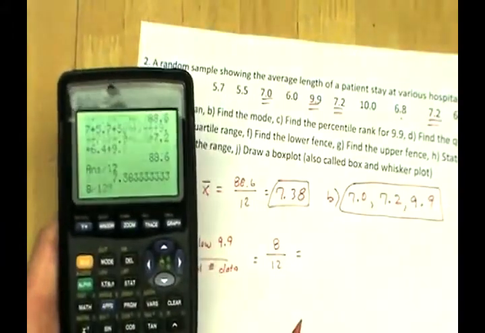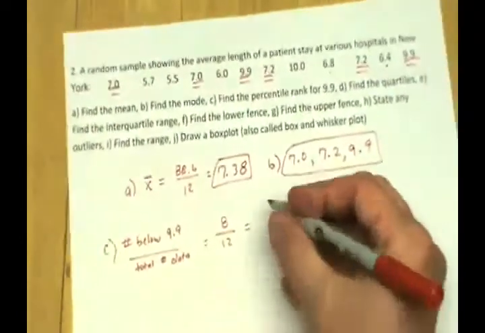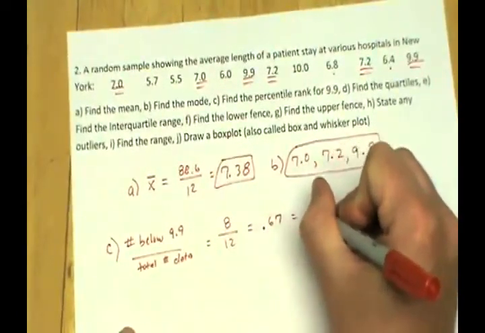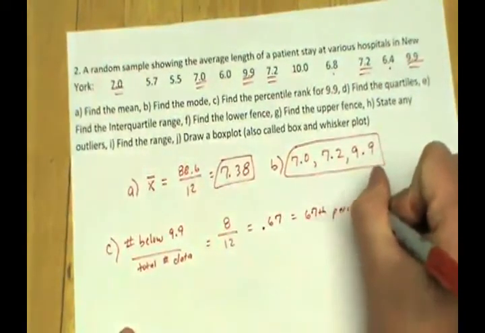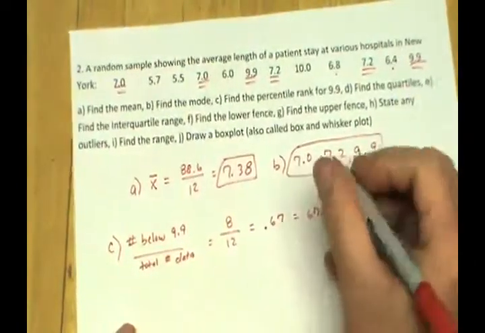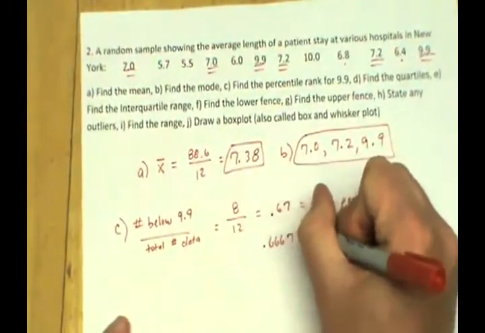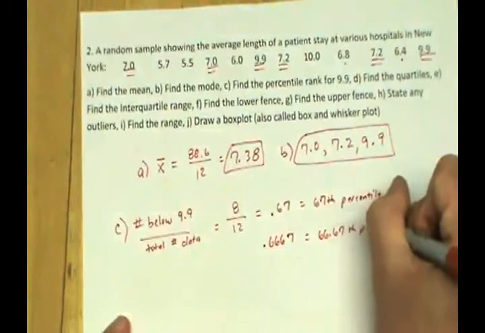So if you say 8 divided by 12, okay, 0.6666. So we're looking at 0.67, or the 67th percentile. That's a fine answer. Because we're rounding the final answer to 2 decimals, if you wanted to say 0.666 and then a 7, you could say 66.67th percentile. Either one is fine as far as I'm concerned.